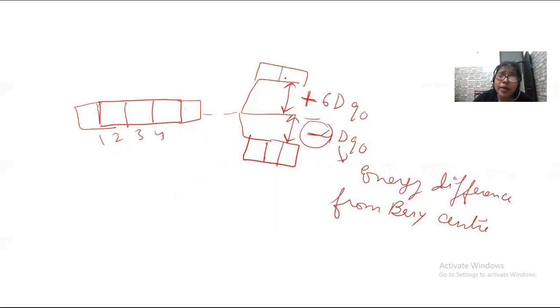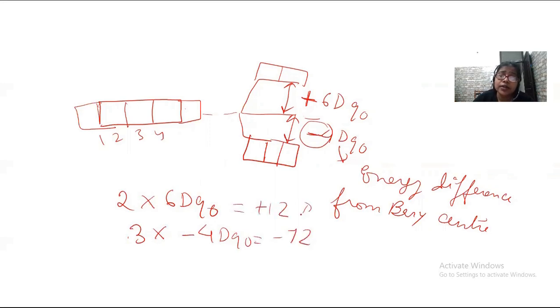See, we have 2 orbitals here with 6 Dq_o energy, right? So 2 into 6 Dq_o. Similarly, we have 3 orbitals with minus 4 Dq_o energy each. So this is plus 12 and this is minus 12 Dq_o. So obviously the net energy is 0, right? So there is conservation of energy, right? As we have learned, as it happens with almost all systems.